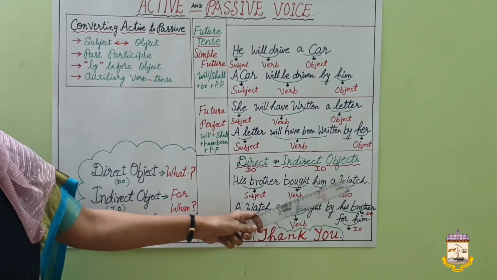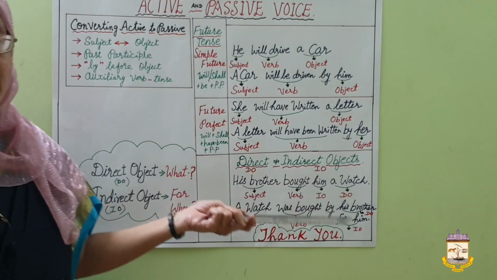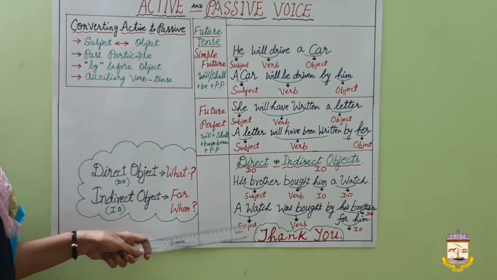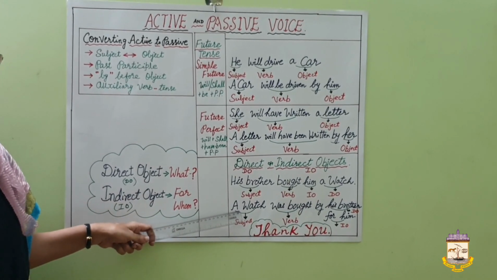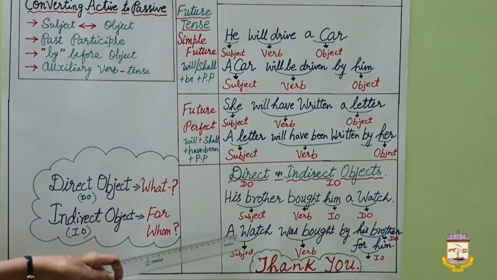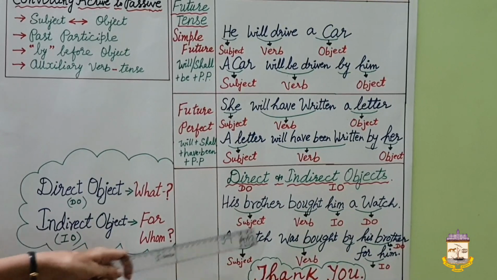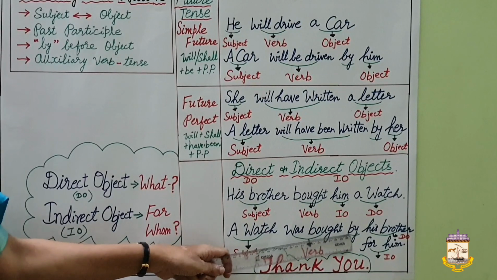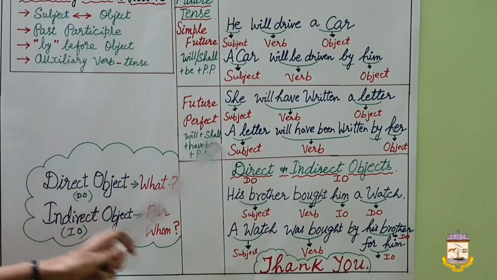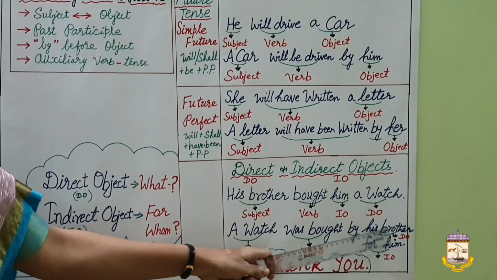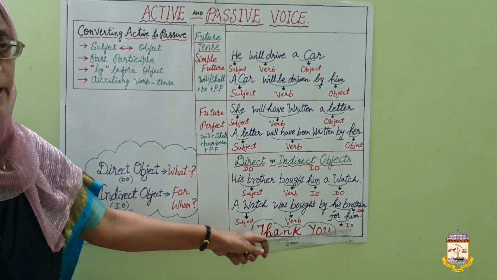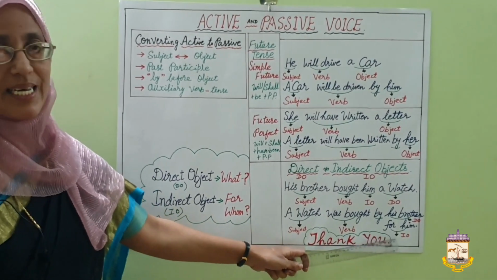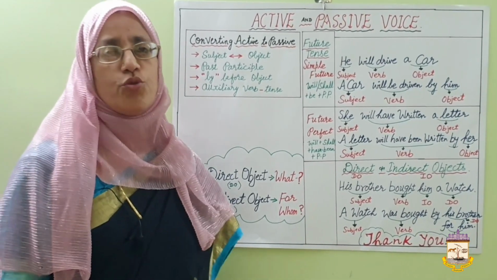You can change this sentence into passive by either placing the direct object or also by placing the indirect object. Here I have started with the direct object. A watch. Here the direct object is watch. So I am starting the passive with a watch. Since this is bought, was bought, by before the object as you see here. So by whom? By his brother. For whom? For him. So subject plus verb plus direct object plus indirect object. Is it clear, children? Do you have any doubts?